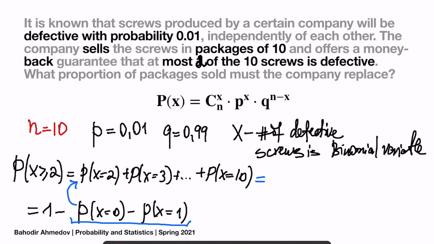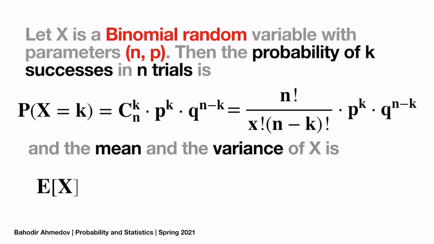So let's calculate this. What is the probability of x equal to 0? It is the combination of 10 and 0, P should be 0, Q should be 10, minus the combination of 10 and 1, P should be 1, Q should be 9. Okay? And just by substituting all of the values of P and Q, we can calculate this probability. So this is going to be the probability of choosing one pack for which the company should pay the money back.